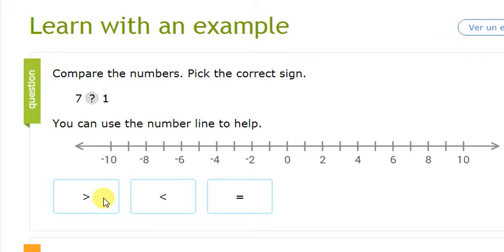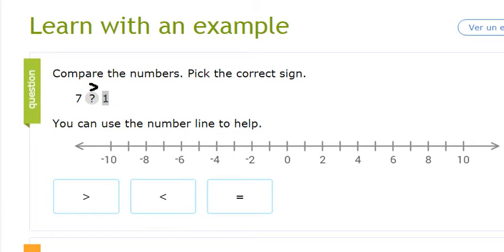Just for fun you can remember this as a crocodile, and it always wants to eat the larger number, so it always keeps its mouth open towards the larger number, right? So you can easily pick the right sign to put between 7 and 1. Which sign should be taken? Well, you can easily compare because both numbers are whole numbers and positive numbers. We have to put the symbol something like this because we need to open the mouth of this crocodile towards the larger number, which is 7 in this case, right?